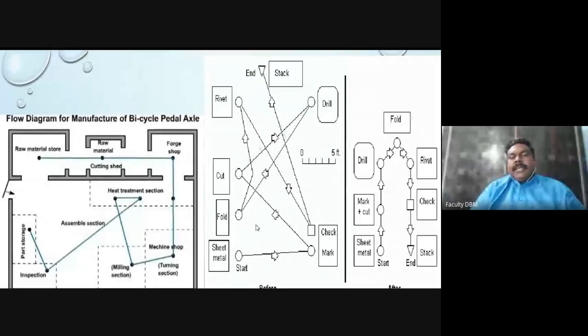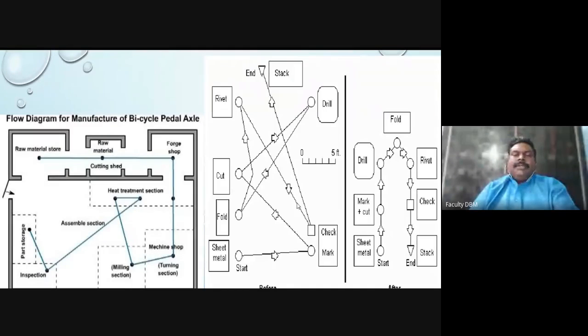And the string diagram, you see, this is the actual layout. A start to mark, and it moves to the cutting, and from there drilling to the folding, folding to reverting to the checking, checking to the stack. This uses pinpoints and thread, and 0 to 5 feet is measured. After the study, they saw the confusion of unnecessary movement and long distances, so they made it like this. We start from sheet metal, mark and connect, drilling, then folding, then reverting, check, and end. See here, starting and ending, it has become a sequence.